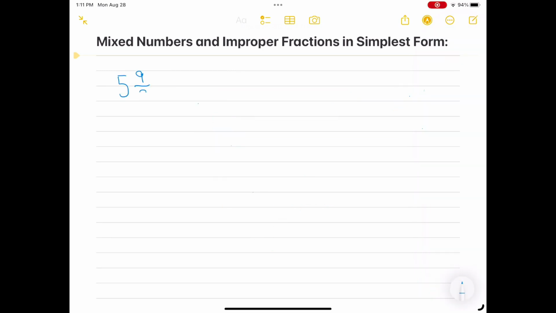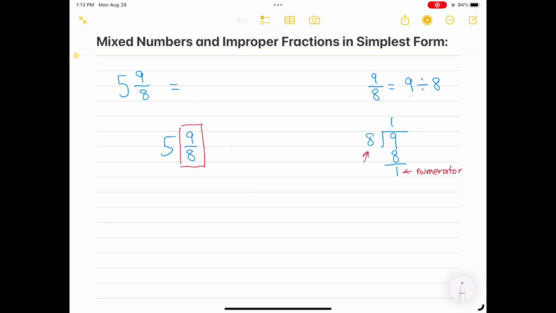5 and 9/8 is both a mixed number and an improper fraction. So to write that number in its simplest form, we first work with 9/8. So 9/8 is 9 divided by 8. 8 goes into 9 once. 8 times 1 is 8. 9 minus 8 is 1. 1 becomes the numerator, and 8, the divisor, is the denominator. So 9/8 is 1 and 1/8.